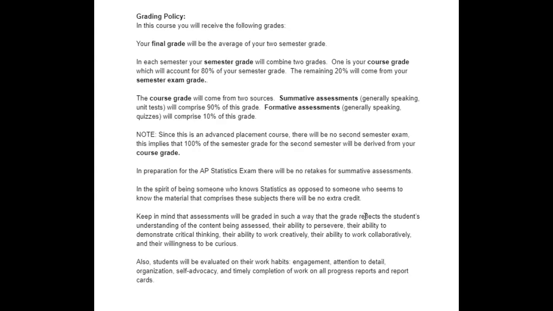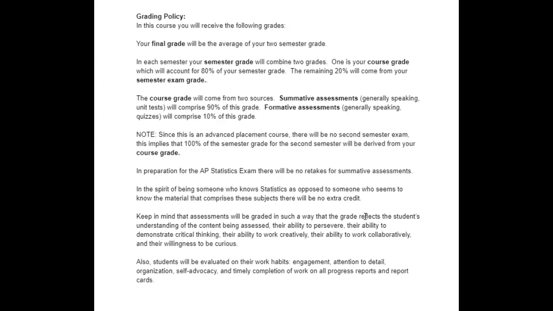Since this is an AP course, there is no second semester exam. So all of your second semester grade comes from the course, right? So there's not the 80-20 split there. If you have questions about that, let me know.